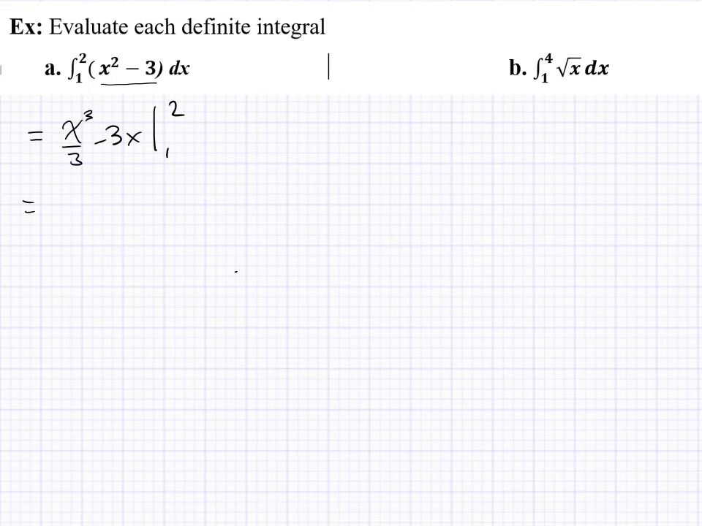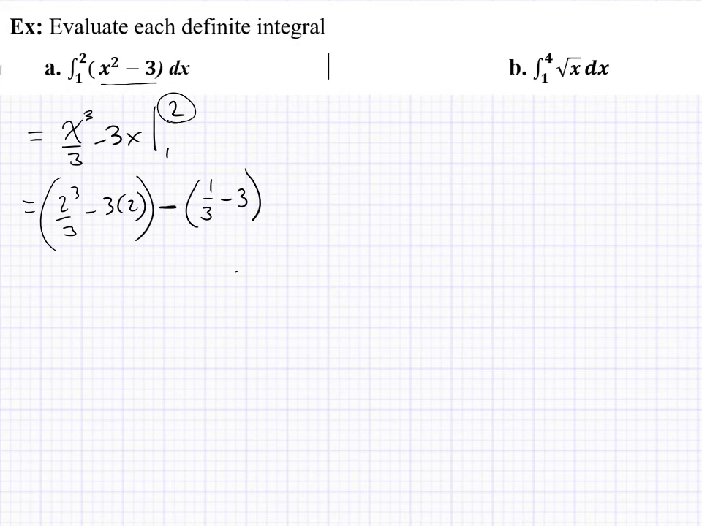So I plug 2 in first, which will be 2 cubed over 3 minus 3 times 2. That's f of b. Minus, I'm going to plug 1 in, which would be 1 cubed over 3 minus 3 times 1. And then I just do that arithmetic, which should be the easiest part of all. So this will be 8/3 minus 6. This will be minus 1/3 plus 3, because this negative has to distribute.